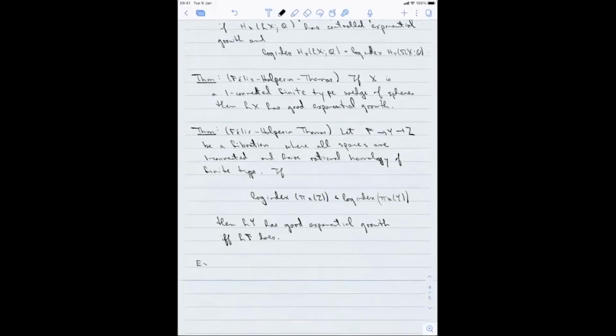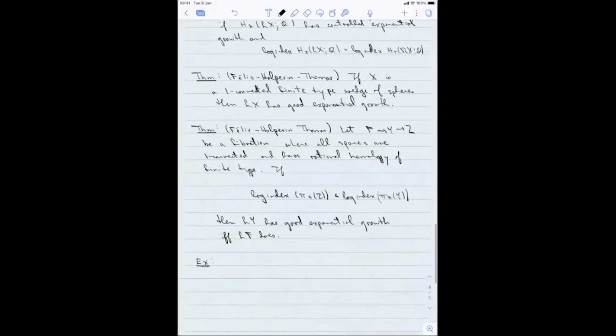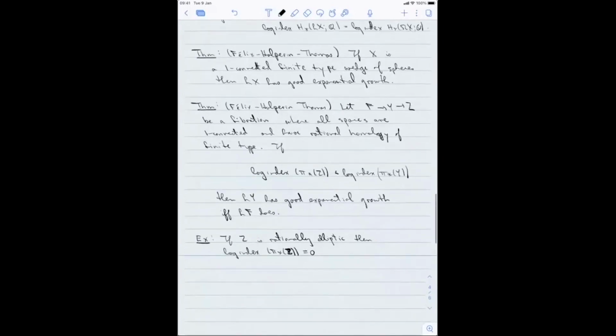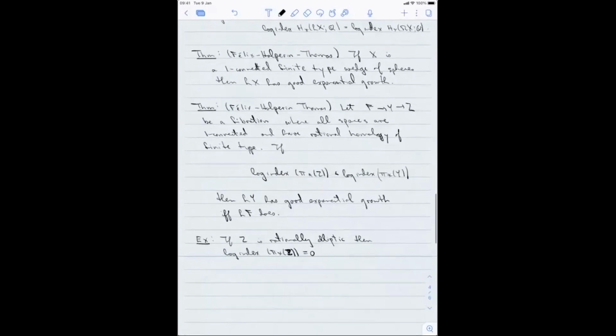So for example, if Z is the base in this fibration and it is rationally elliptic, so it has finitely many rational homotopy groups, then its log index is 0. It only has finitely many rational homotopy groups, so the associated Hilbert series is just going to collapse, really.